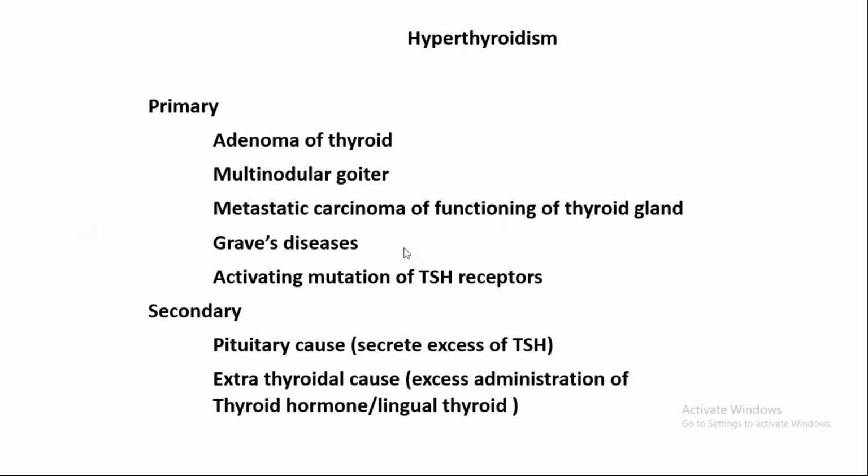There is a metastatic carcinoma functioning of the thyroid gland. If this type of carcinogenic cells function the same as the thyroid gland, that will lead to increased T3 and Graves' disease. That is thyrotoxicosis. The increased activity of the thyroid gland cells will lead to increased secretion of thyroid hormone in the plasma, and activating mutation of the TSH receptor.